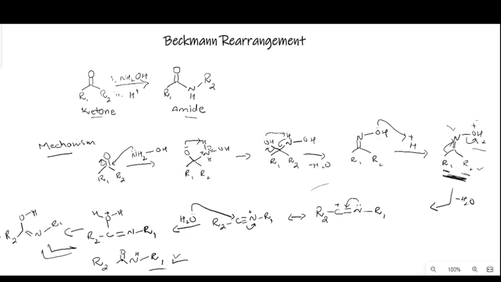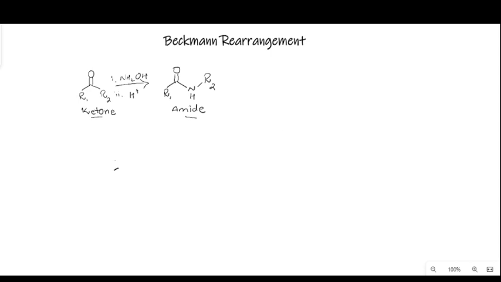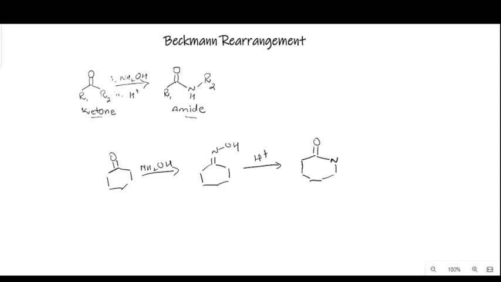This Beckmann rearrangement can occur in cyclic ketones as well, and we will see that in an example very shortly. So if we have cyclohexanone as the starting material, the ketone, and you react it with hydroxylamine, this will produce an oxime like this. And this oxime, when treated with an acid, will convert this molecule into caprolactam, like this.